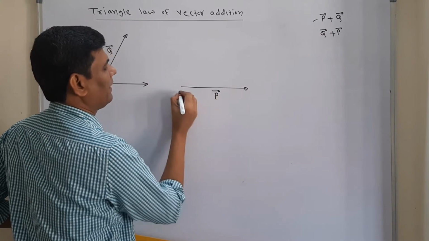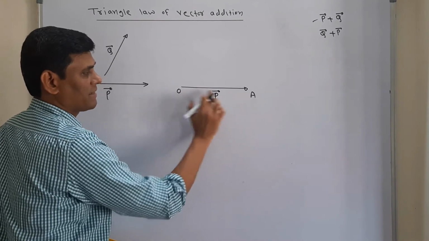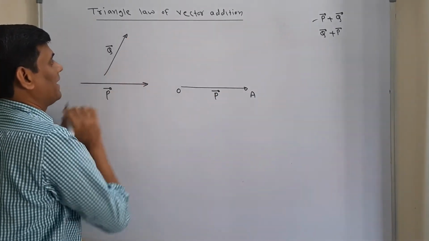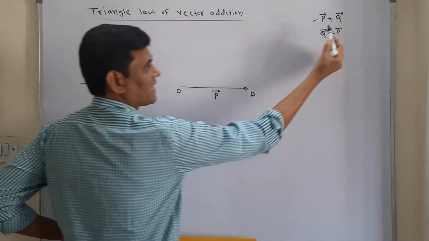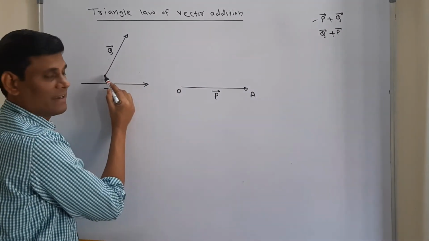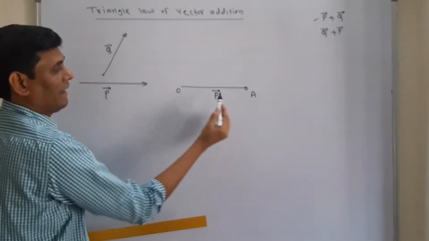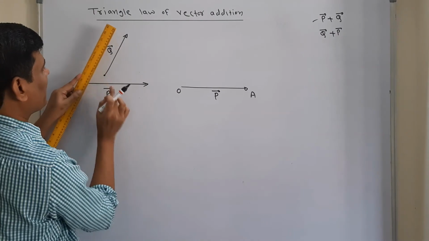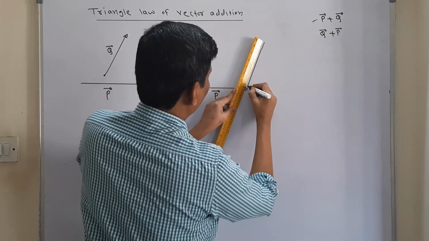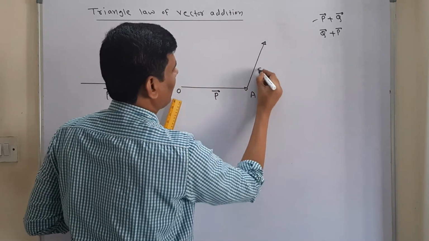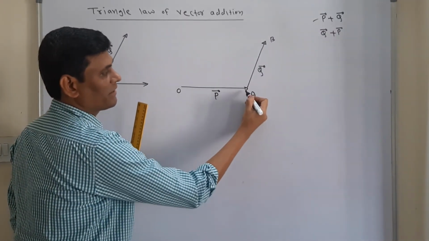Let us say this is vector P, represented by OA. So we took vector P in magnitude and direction represented by OA. Now take the next vector, Q. But how to take the tail of the next vector? The next vector in this case is Q. So the tail of the next vector must be on the head of the first vector. So the tail of Q will come on the head of P. In magnitude and direction we take vector Q here like this. This is vector Q, let us represent it by B.